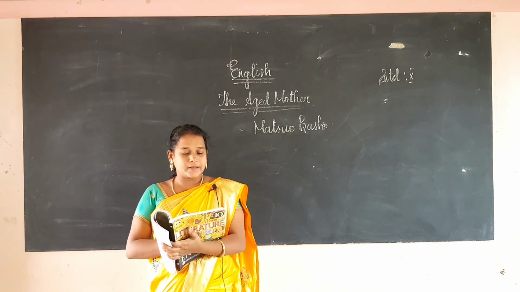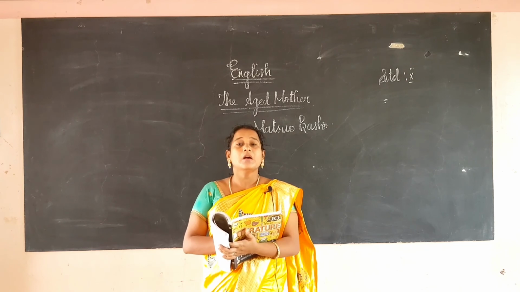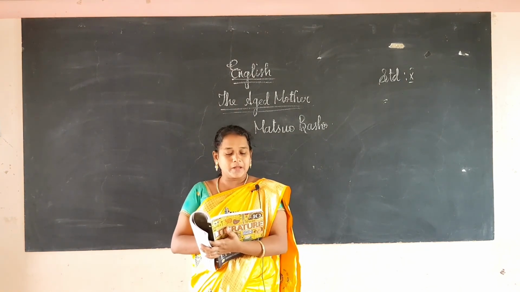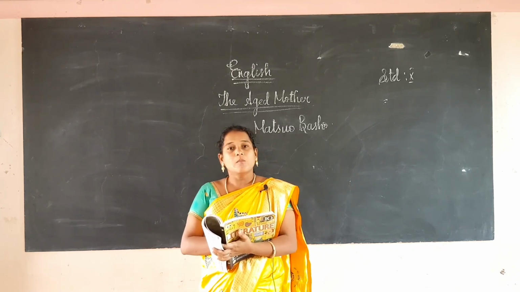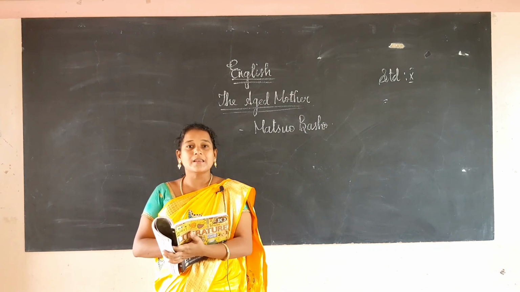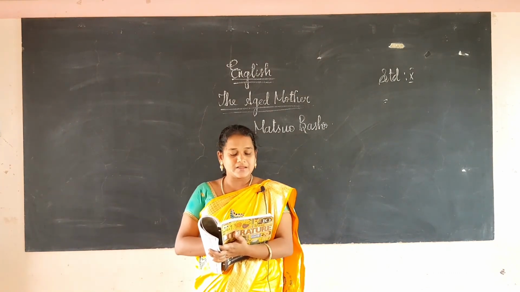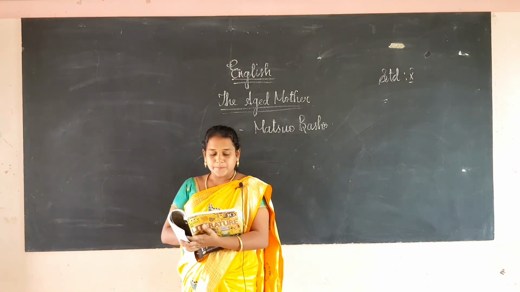Matsuo Basho is one of the most famous poets in Japan. He is a Japanese poet. In Japan, many of his poems can be seen on monuments and traditional sites. Monuments means ninaivu chinnangal, and even in traditional sites his poems are written.